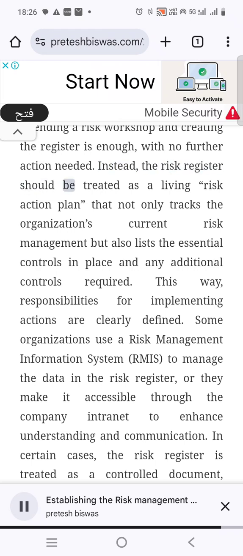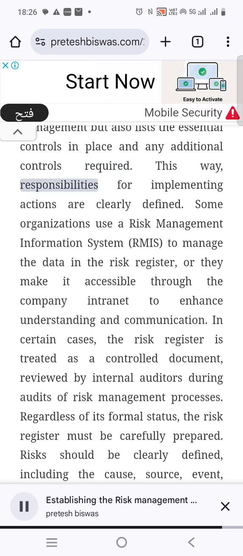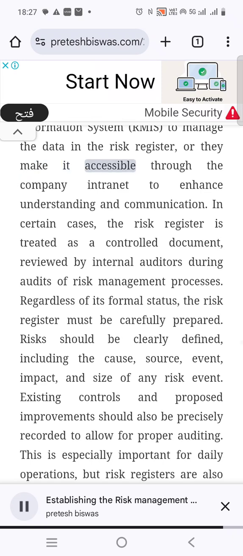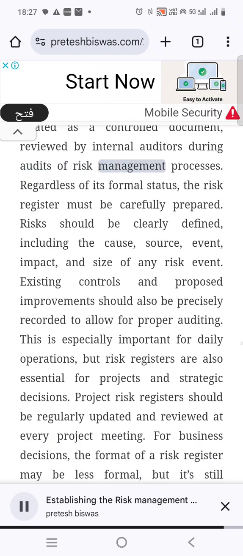Instead, the risk register should be treated as a living risk action plan that not only tracks the organization's current risk management but also lists the essential controls in place and any additional controls required. This way, responsibilities for implementing actions are clearly defined. Some organizations use a Risk Management Information System, RMIS, to manage the data in the risk register, or they make it accessible through the company intranet to enhance understanding and communication. In certain cases, the risk register is treated as a controlled document, reviewed by internal auditors during audits of risk management processes. Regardless of its formal status, the risk register must be carefully prepared.